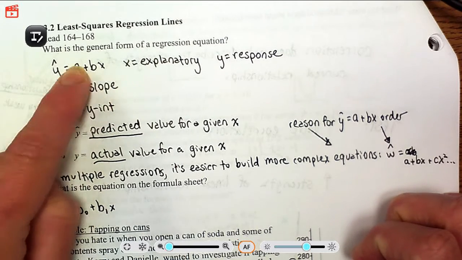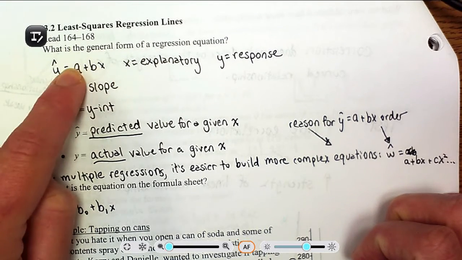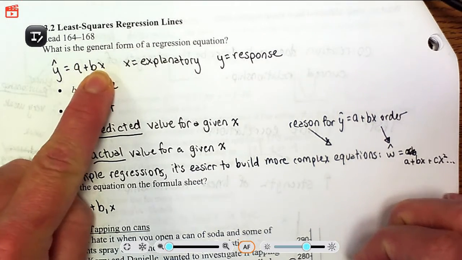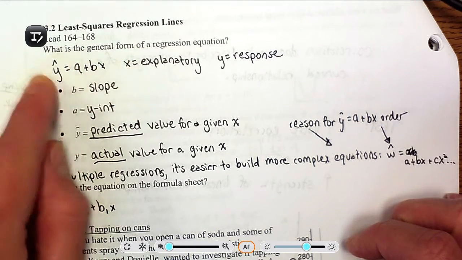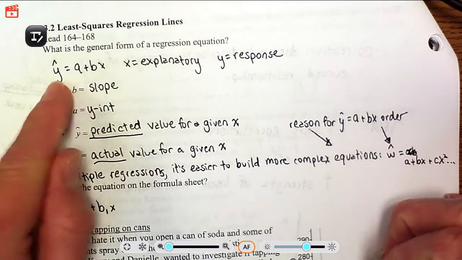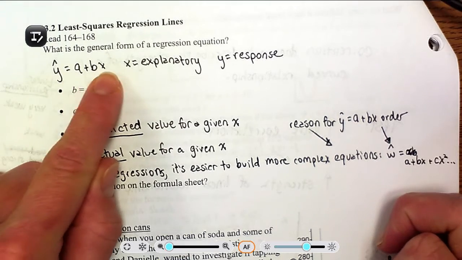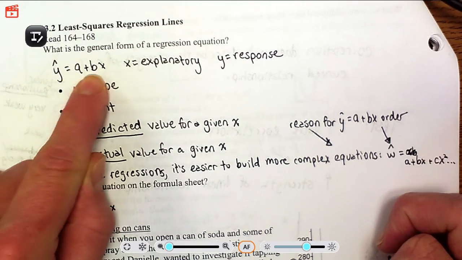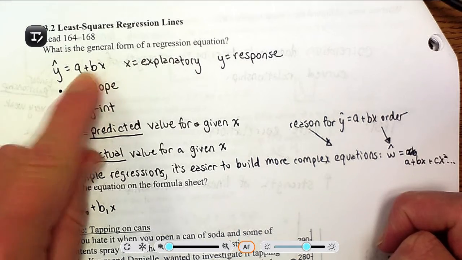B is the slope, and you think, why isn't this in y equals mx plus b order, where the y-intercept and the bx part are swapped? Well, statisticians like this order, and everybody else in the mathematics field likes the other order, so they just split, and statisticians said, we'll take this, and everybody else said, we'll take y equals mx plus b, the other order.